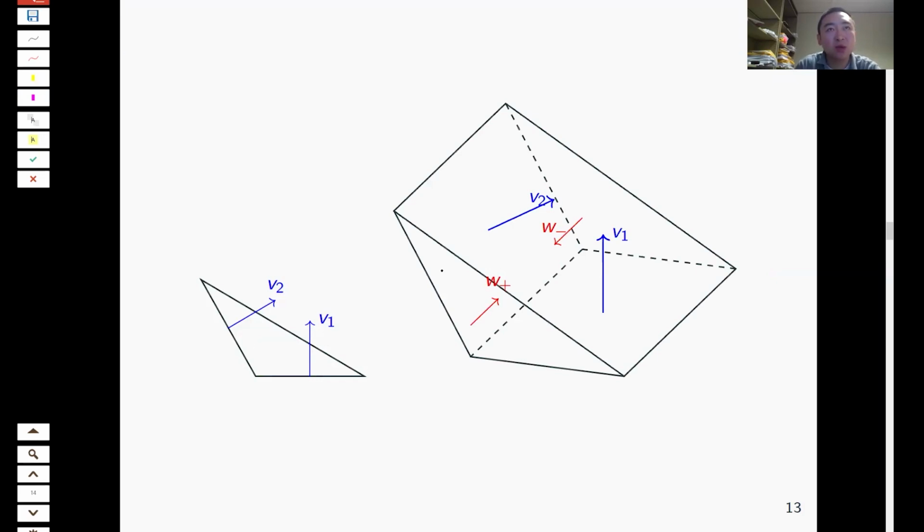Now the W direction is just the extra direction of the new edge. With a product with the interval 0 to 1, we actually introduce two new faces, this bottom face and this top face. Their normal vectors are just plus minus W. And these V1, V2 are still normal vectors of the two faces introduced from the two original faces.